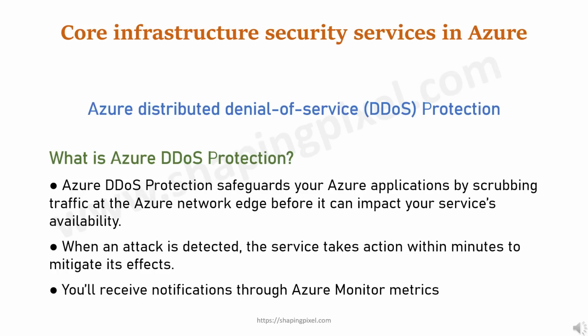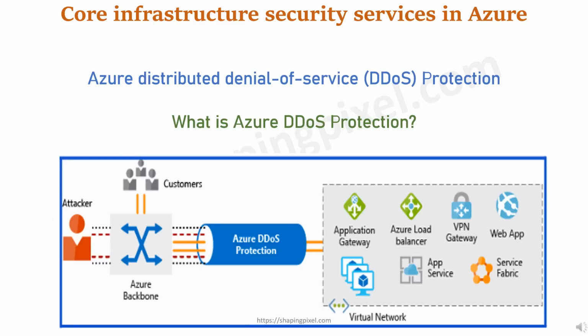Azure DDoS protection safeguards your Azure applications by scrubbing traffic at the Azure network edge before it can impact your service's availability. When an attack is detected, the service takes action within minutes to mitigate its effects. You'll receive notifications through Azure Monitor metrics. Azure DDoS protection.